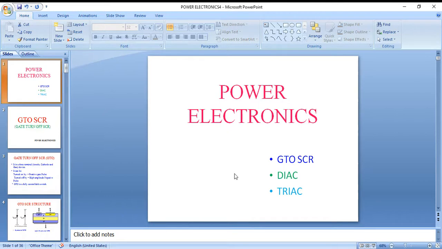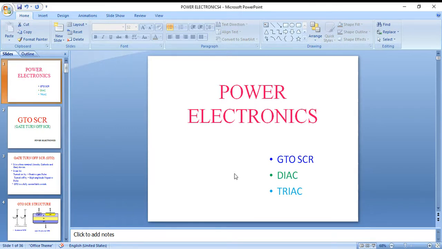Good afternoon, all. In the last class, we discussed the various important power electronic devices and their symbolic representation, and we also saw the construction and working of the silicon control rectifier in detail, along with its VI characteristics, advantages, and disadvantages.